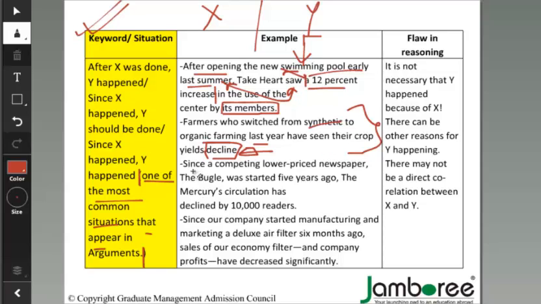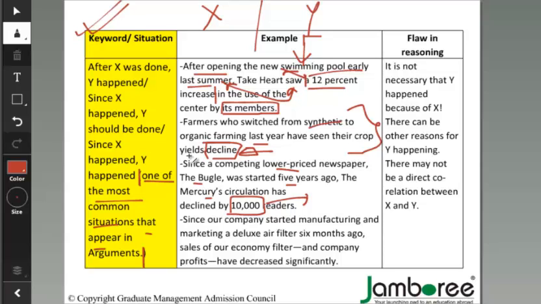Similarly, look at this. Since a competing lower priced newspaper, the Bugle, was started 5 years ago, the Mercury circulation has declined by 10,000 readers. These are lots of problems, right? So it happened 5 years ago, and if there's any data saying that during the same period Bugle circulation went up by 15,000 or 10,000, then you can still say that. Or maybe the Mercury and Bugle are different types of newspapers. It's not necessarily about price.